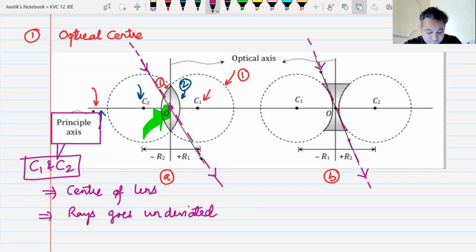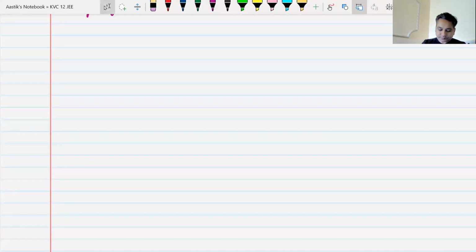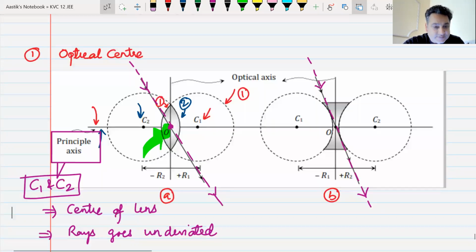The next point is principal focus. Yes, beta. Is the optical axis perpendicular? The optical axis is perpendicular to the principal axis. Good for pointing this one out. I should have drawn this, I should have told you this. Sorry, I just missed it. This optical axis is perpendicular to your principal axis.